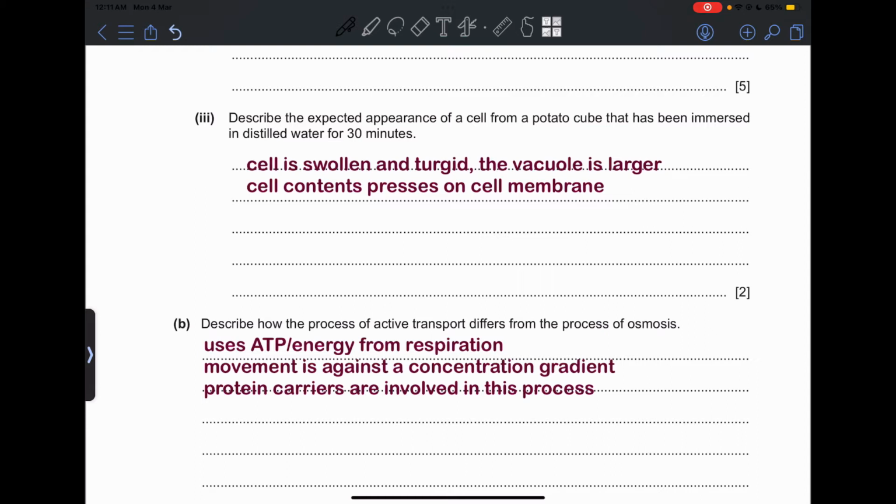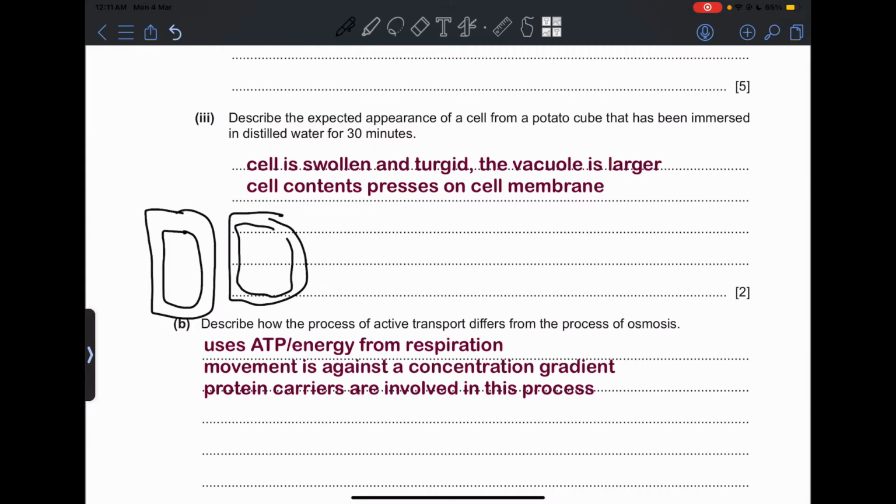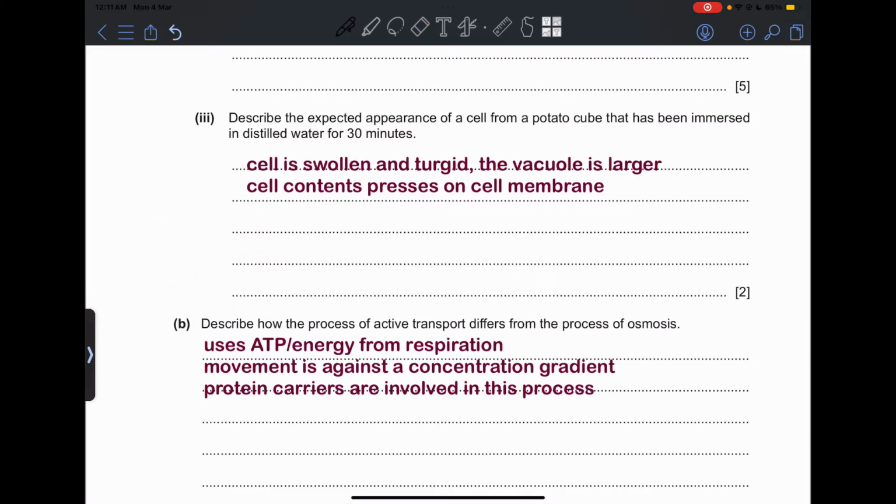And also the vacuole is going to become larger. This is the large empty space in the cell. This is the vacuole, this area. So it's going to become larger. Instead of being this size, it may become this size. So this is going to increase in size as a result of having more water inside, and the cell contents will press on the cell membrane.